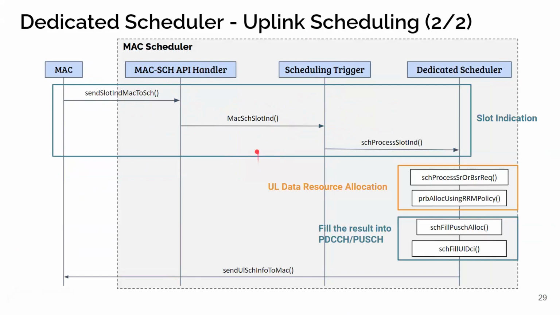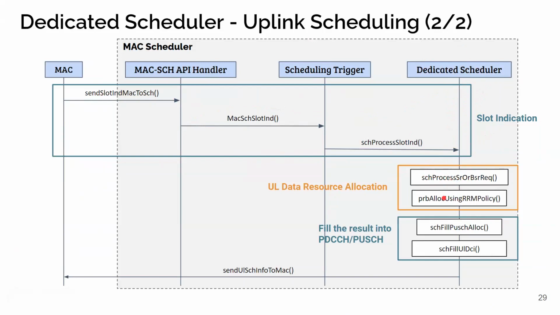Okay, after the scheduler gets the buffer status report for the UE, and also has a start indication, the dedicated scheduler will be triggered and start to do the scheduling. Then the dedicated scheduler will call the function called the scheduler process scheduling request. Just like this function name.